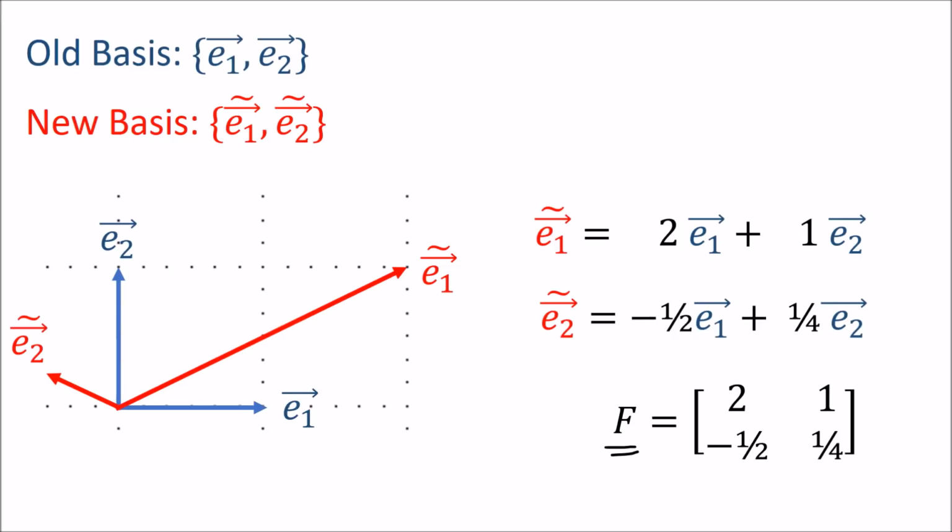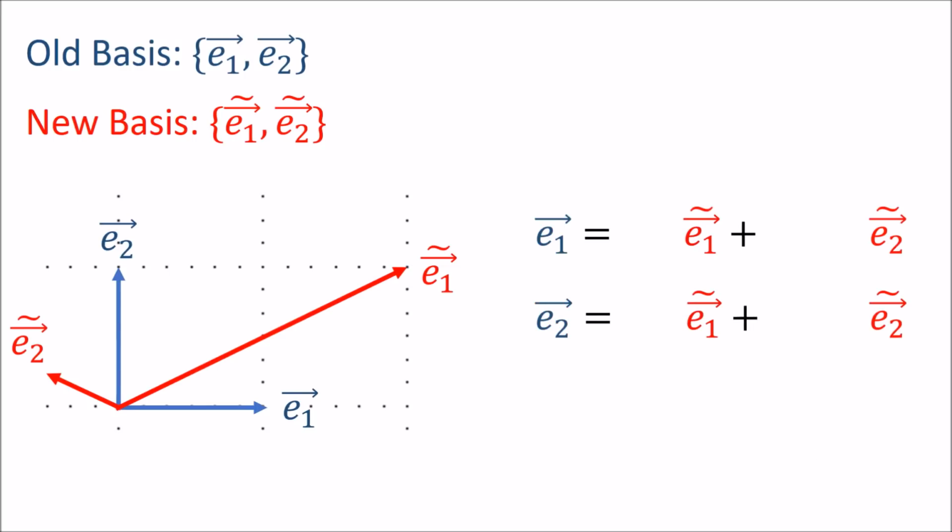And so that's really it. That's the entire forward transformation. If we know the matrix F, then we know everything we need to know to construct the new basis from the old basis. Okay, so what about backward transformations?